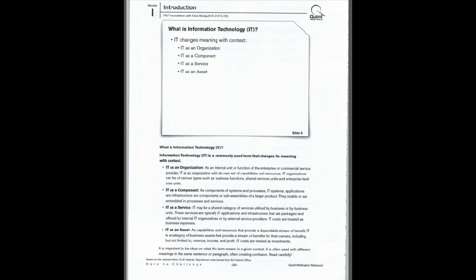IT as an asset, as capabilities and resources that provide a dependable stream of benefit. IT is a category of business assets that provide a stream of benefits for their owners, including but not limited to revenue, income, and profit. IT costs are treated as investments.